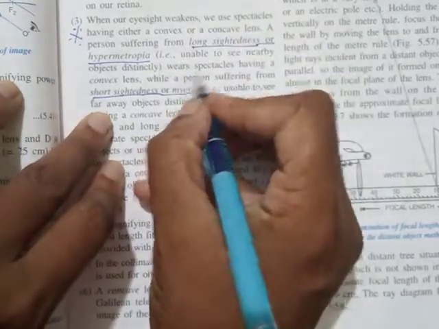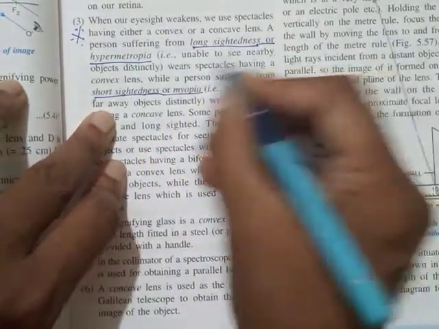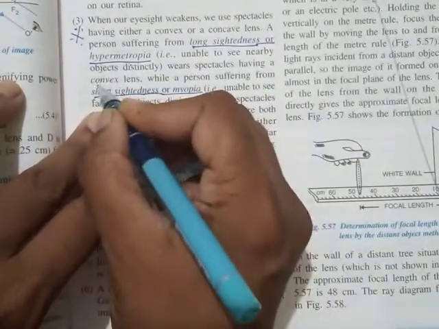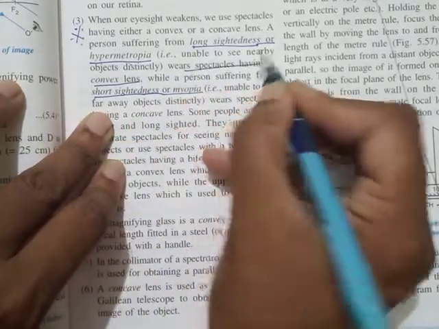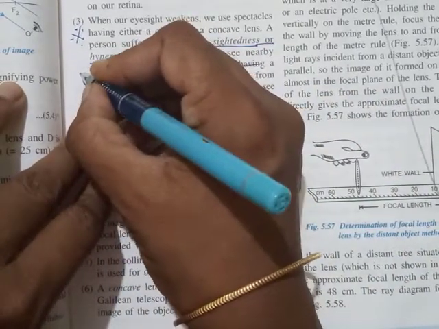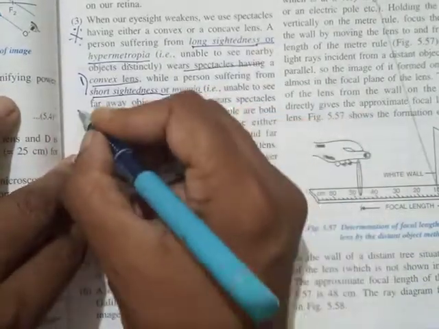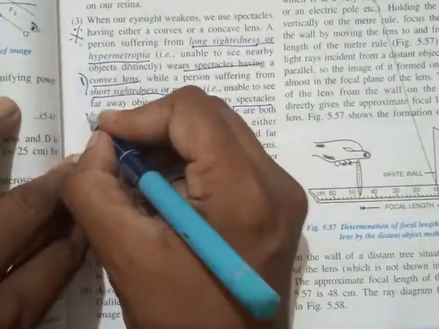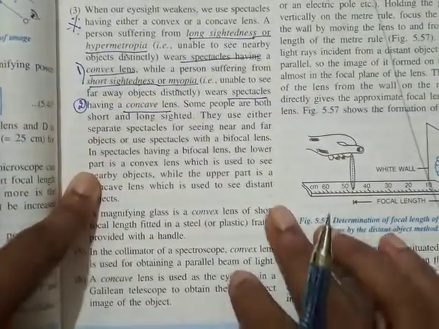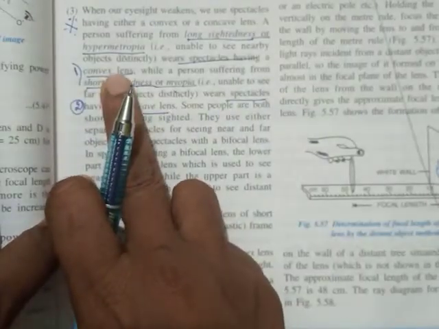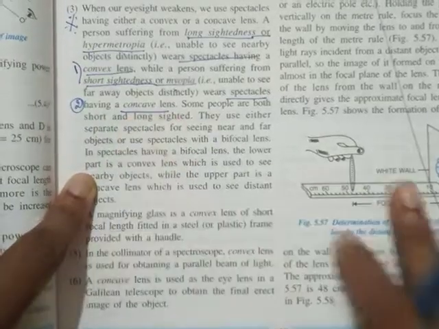Depending on the eye problem, they will give you the spectacles. If you're suffering from long-sightedness, you have to wear a spectacle of convex lens. If you have short-sightedness, you have to wear a spectacle of concave lens. So these are the two things you have to remember. To overcome long-sightedness, wear convex lens. To overcome short-sightedness, wear concave lens.